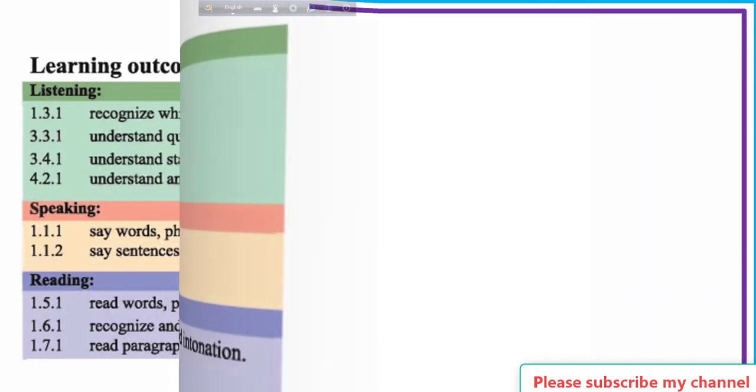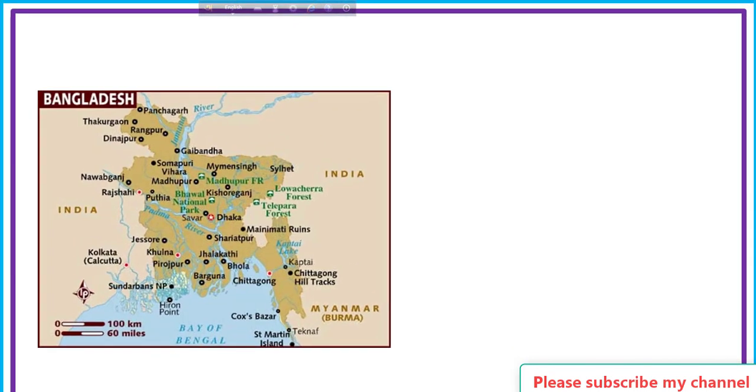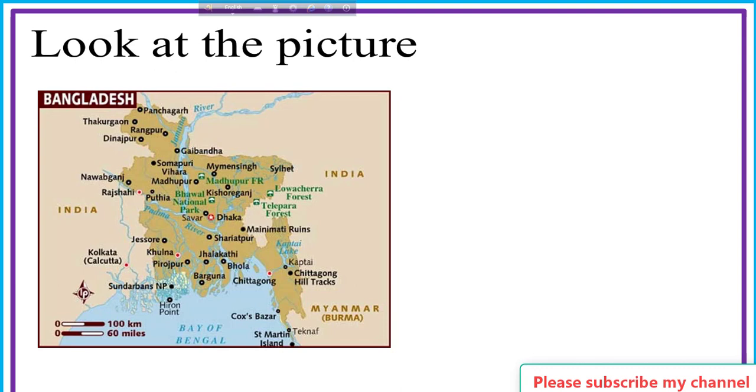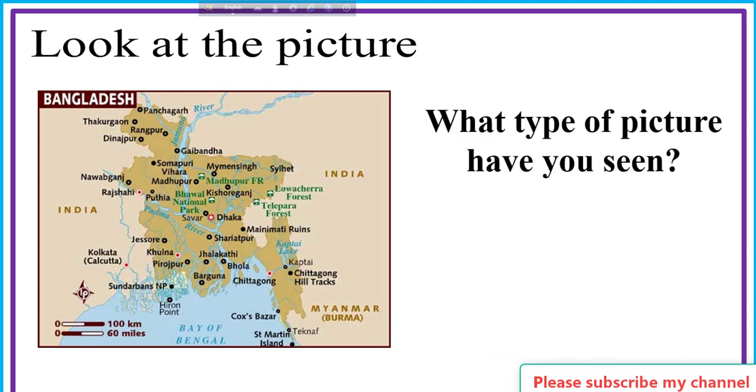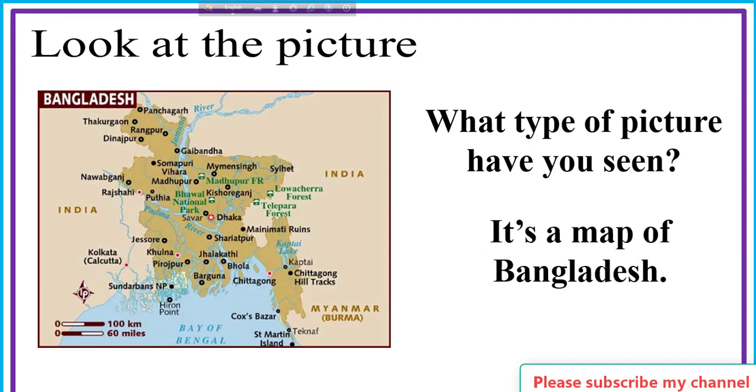What can you see in the picture? Look at the picture. What type of picture have you seen? It's a map of Bangladesh. Everybody knows this map.